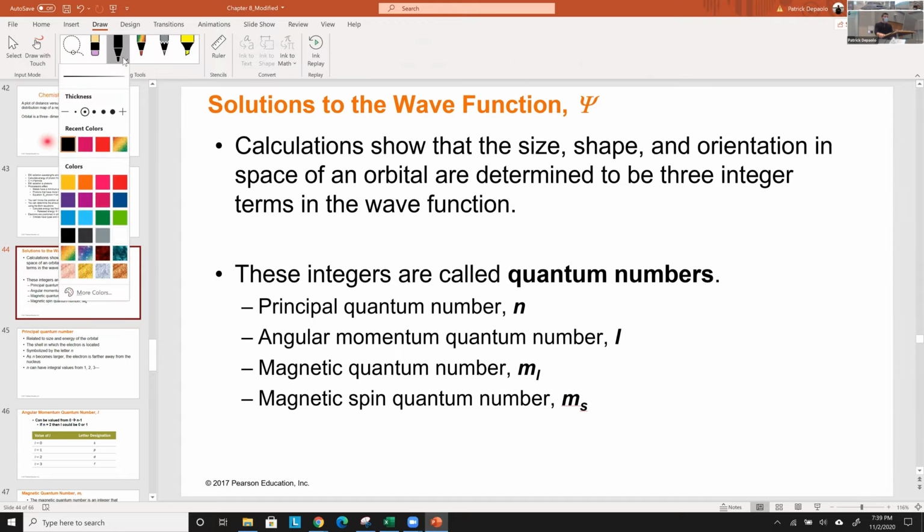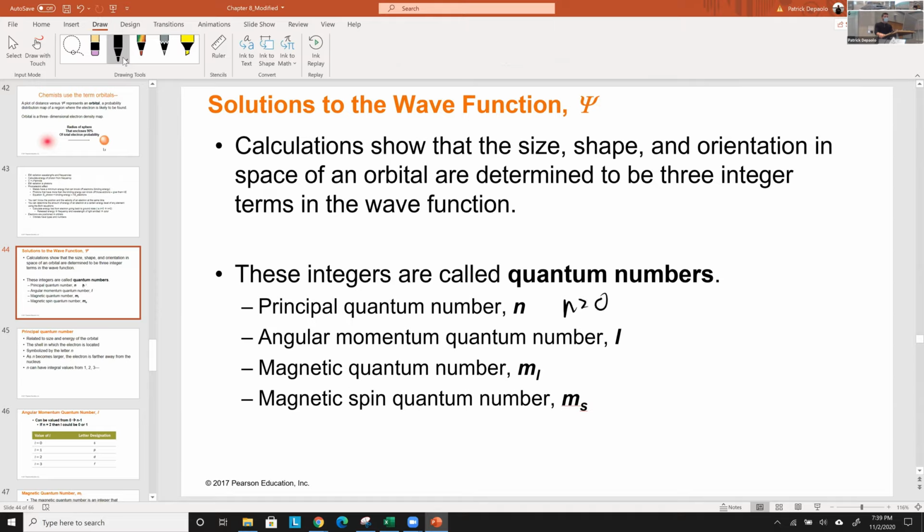So the rules for n is that n is greater than 0 and it's an integer. So n could equal 1 up to billions and trillions, but it has to count by ones. L has parameters. Whatever n is, L could only be between 0 and n minus 1. And there's reasons for that.